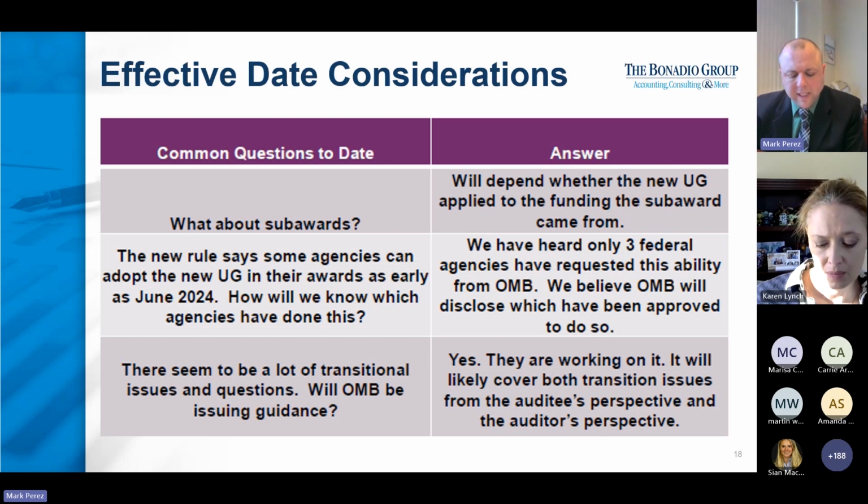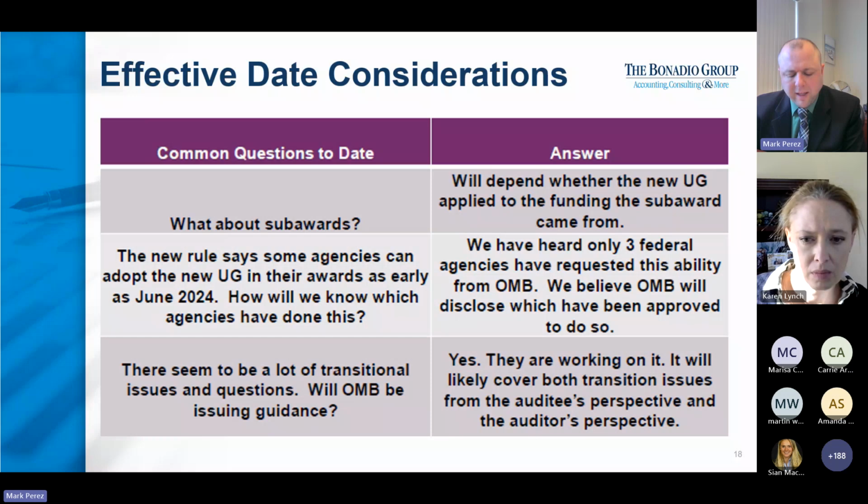The new rule says that some agencies can adopt the new uniform guidance awards as early as June 2024. The response to this is a little dated. When GAQC was presenting these slides, this was back around July, August, this past summer. It says that they'd only heard from 3 federal agencies that have requested to early implement from OMB. At this point, of course, there are further more agencies that have adopted this, but there are more federal agencies that are still reviewing, a few remaining that are still in the reviewing process at this stage.